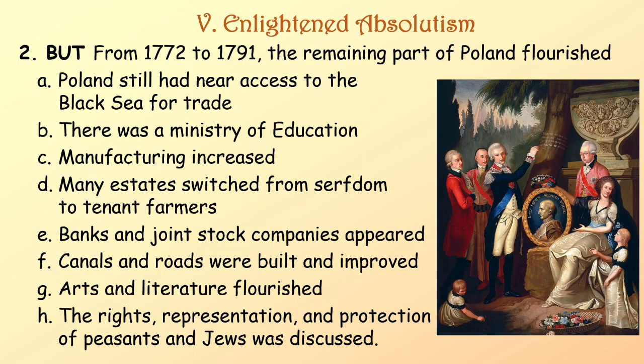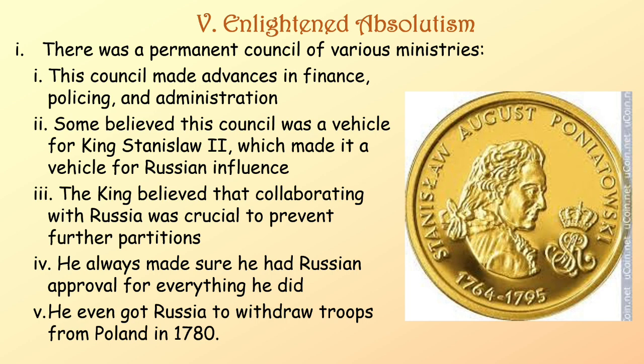But from 1772 to 1791, the remaining part of Poland actually flourished. Poland still had near access to the Black Sea for trade. There was a Ministry of Education. Manufacturing increased. Many of the estates in Poland switched from serfdom to having tenant farmers, so getting rid of serfdom. Banks and joint stock companies appeared. Canals and roads were built and improved. Arts and literature flourished. The rights, representation, and protection of peasants and Jews was at least discussed. There was a permanent council of various ministries, and this council made advances in finance and policing and administration.